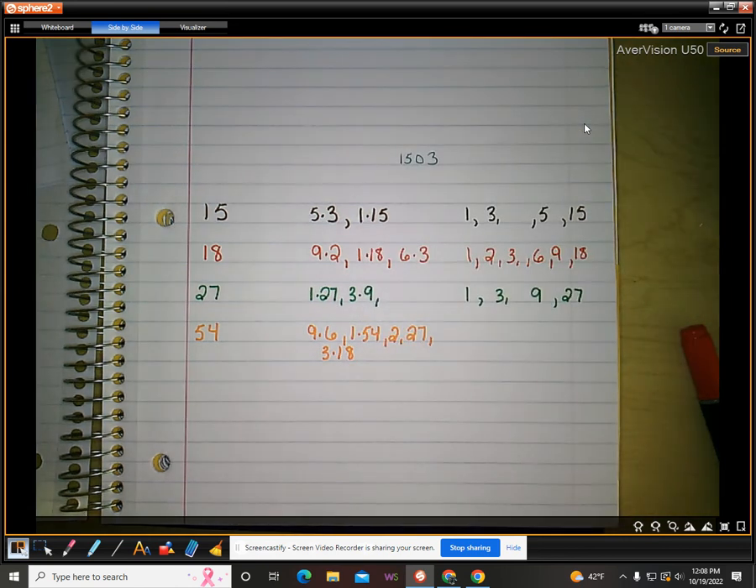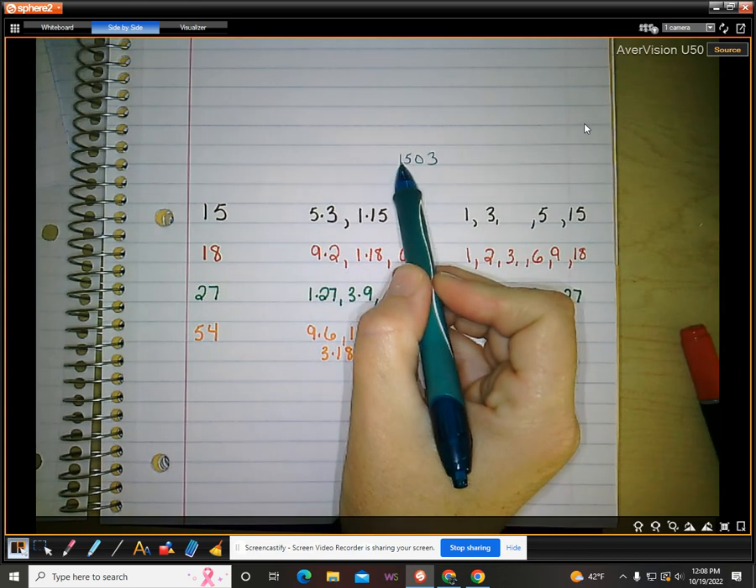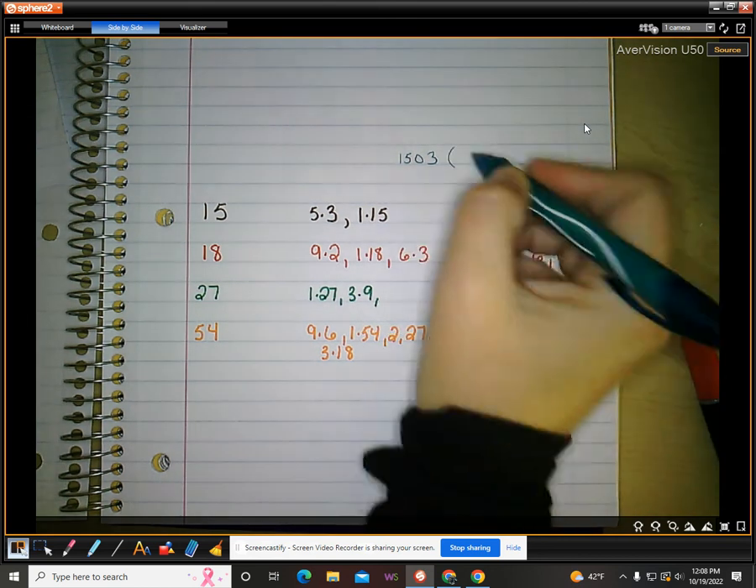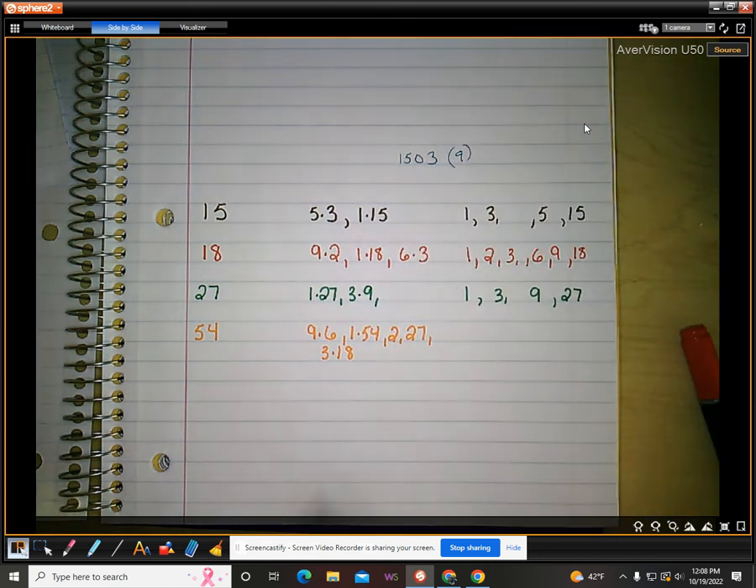Okay? If I wanted to know if that was divisible by 3, all I have to do is add these numbers. What is 1 plus 5 plus 0 plus 3? That is 9. Therefore, 1,503 I know is divisible by 3. Do I know how many times? No, not right off the top of my head, but I can figure it out.